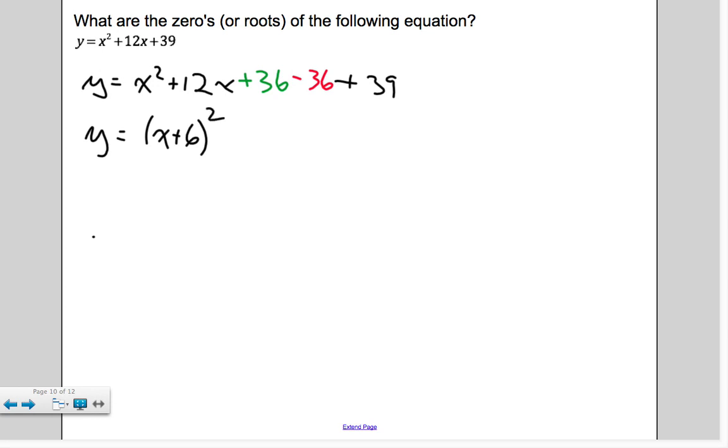So what's negative 36 plus 39? So we need to reduce this term here, simplify it. 3. So before we find the roots, let me ask you this. We've got this form now. Love this form. What's the vertex? Negative 6 and 3. Thank you. Negative 6 and positive 3.